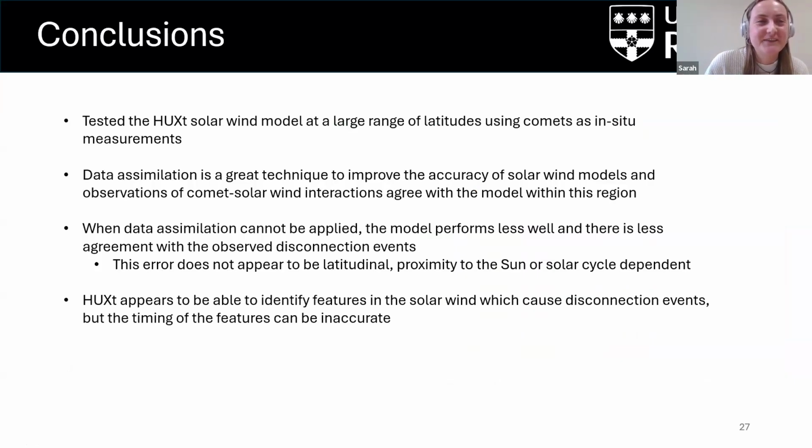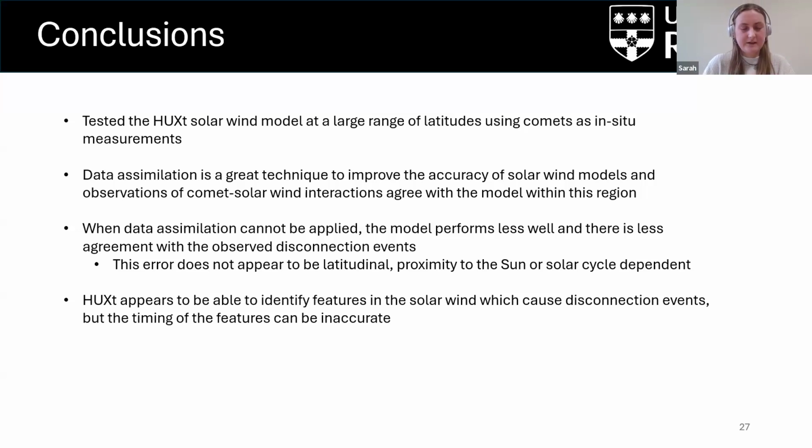So in terms of my conclusions, we tested the HUXt solar wind model at a large range of latitudes using comets as the in-situ probes and our means of testing the model. We found that data assimilation is a really great technique to improve the accuracy of the solar wind models, and observations of these comet solar wind interactions agree better with the model in this region. When data assimilation can't be applied, the model performs definitely a lot less well, and there's less agreement with the observed disconnection events that we're seeing.